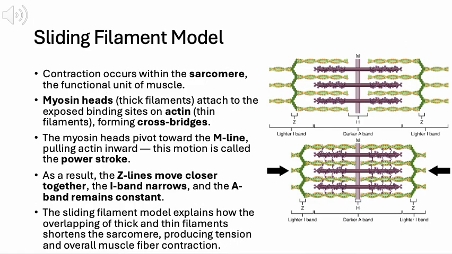The sliding filament model explains how muscle fibers shorten during contraction. Within each sarcomere, myosin heads of thick filaments attach to actin of thin filaments, forming cross bridges. The myosin heads then pivot, pulling actin filaments toward the M line in what is called the power stroke. This action brings the Z lines closer together, shortens the I band, and leaves the A band unchanged. As countless sarcomeres shorten simultaneously, the entire muscle fiber contracts. Importantly, the filaments themselves do not change length. Rather, they slide past one another, producing the tension that allows muscles to move bones and generate force.